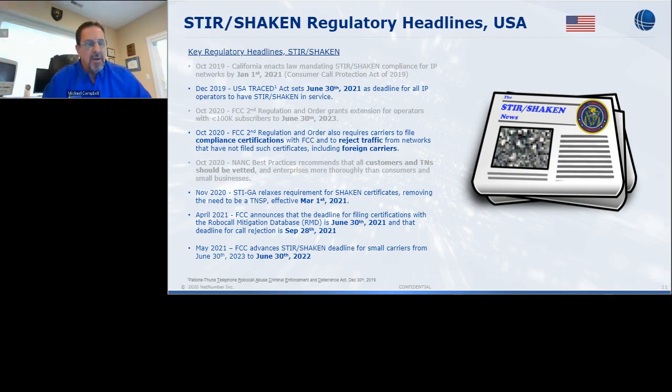A little bit later, in April 2021 this year, the FCC announced those dates, and the date to file with them is June 30th of this year. That date sounds pretty familiar, right? That is the STIR/SHAKEN implementation date as well. They announced that date as the date to have filings into their new Robocall Mitigation Database, the RMD, and the deadline for rejecting calls from carriers who are not in that database was set as September 28th of 2021. So we've added a little bit extra to the June 30th date and established a new really important date, September 28th.